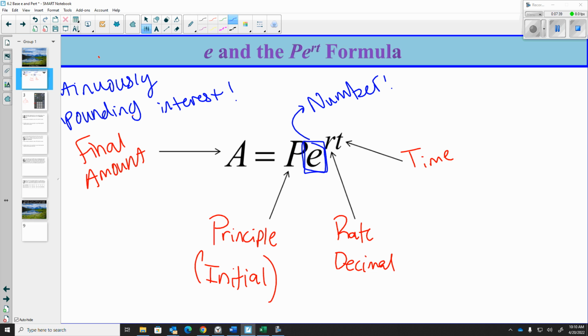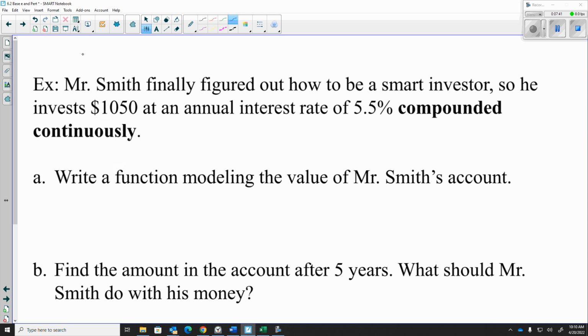But let's find out. All right, Mr. Smith finally figured out how to be a smart investor. So he invests $1,050. It has an annual interest rate of 5.5%.